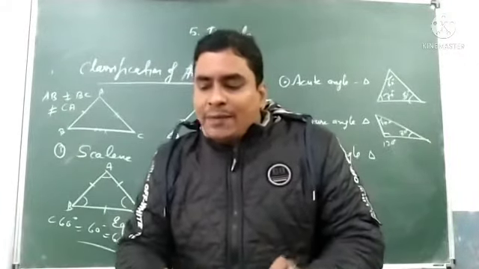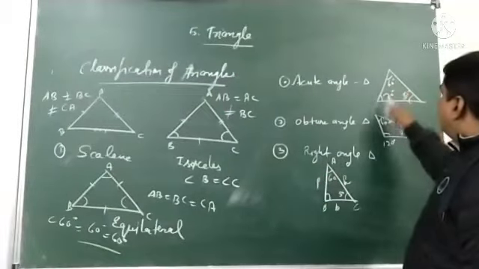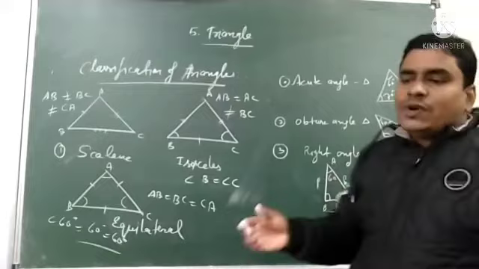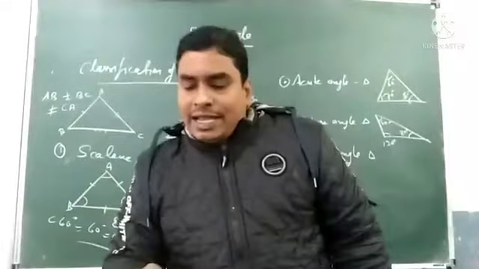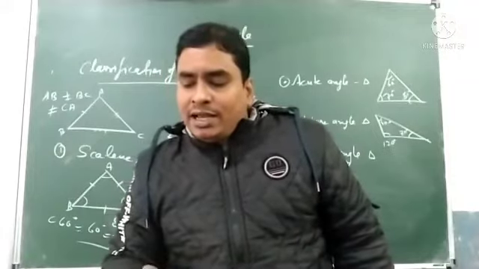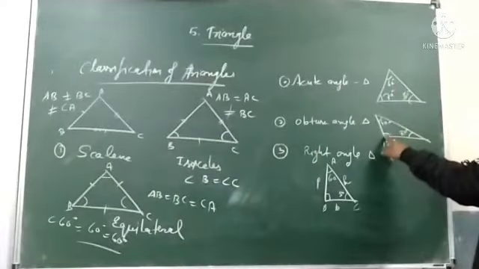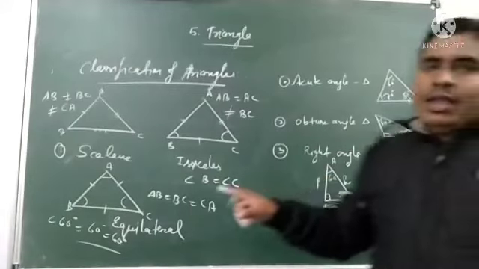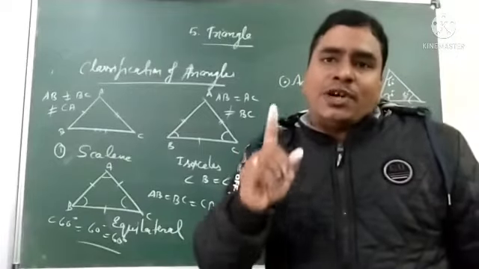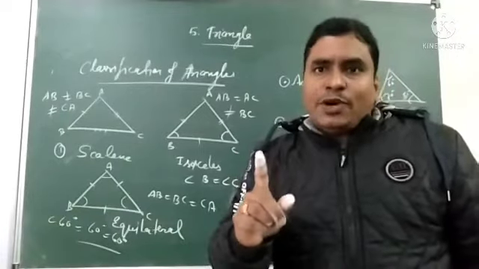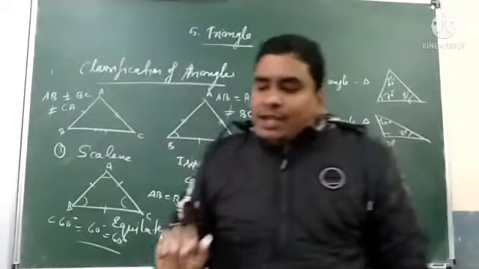Now second one, write true or false. A triangle should have at least 2 acute angles. Here, see, it is true. Is it clear? Now next one: in an obtuse triangle, two obtuse angles are never possible. Only one angle should be obtuse. So it is false.